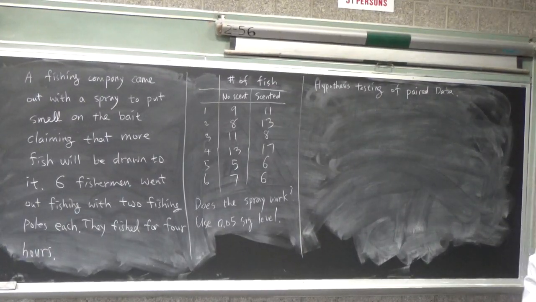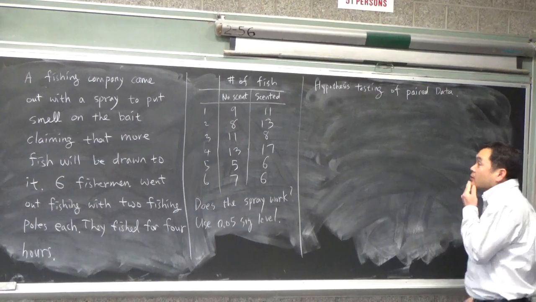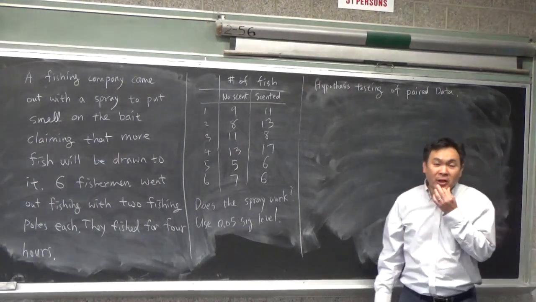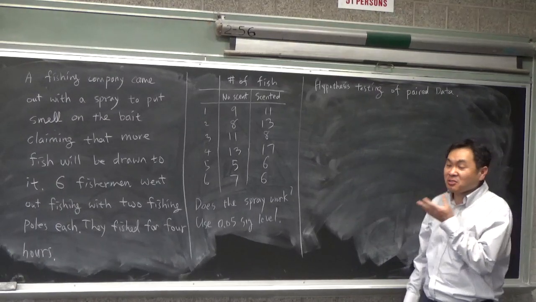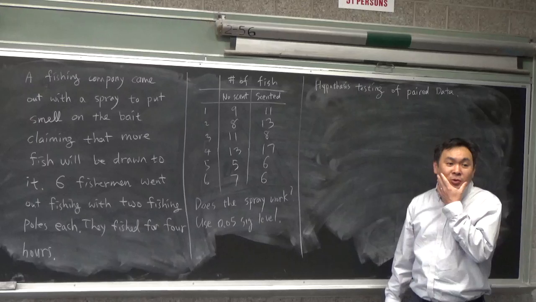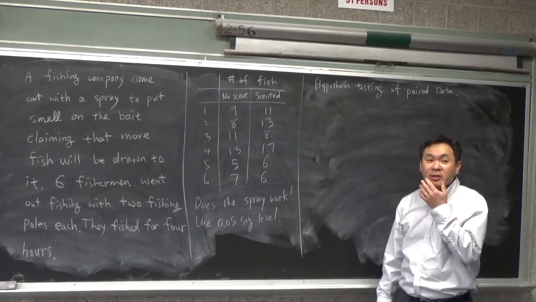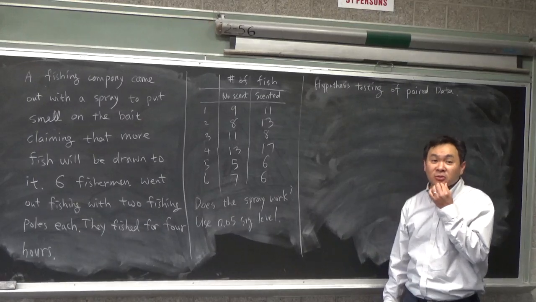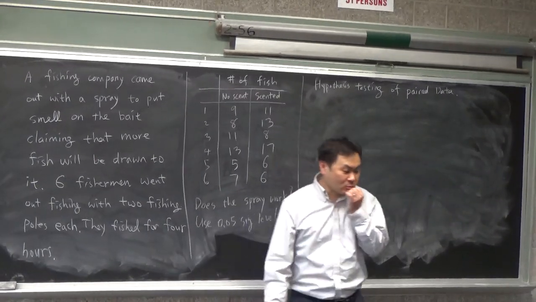Okay, so let's think about this second case. First, I want you to notice that we only have 6 pairs of data. This is very small. The sample size is small, which means what kind of distribution should we be using? T distribution. Okay? We need to use T distribution.